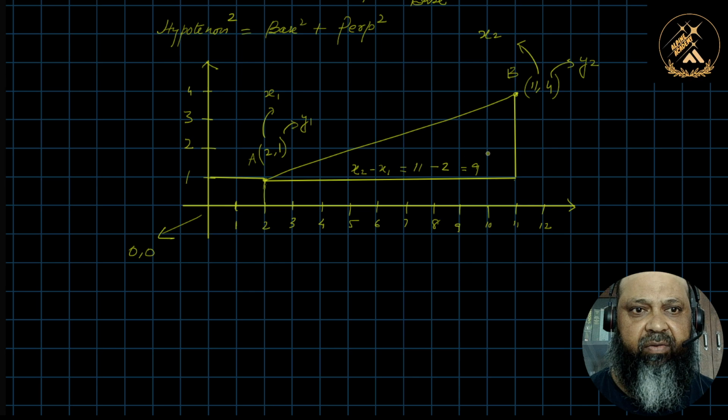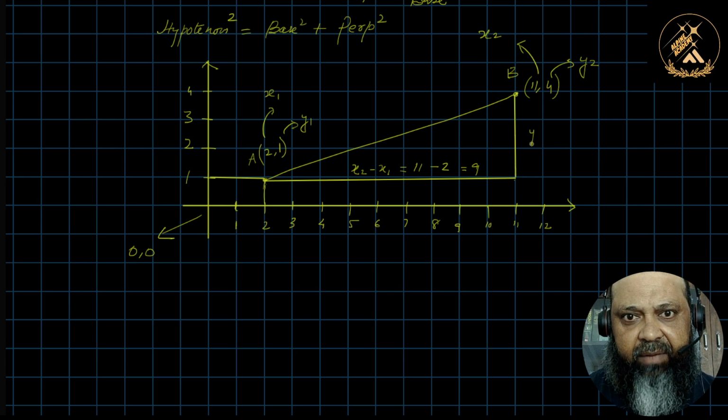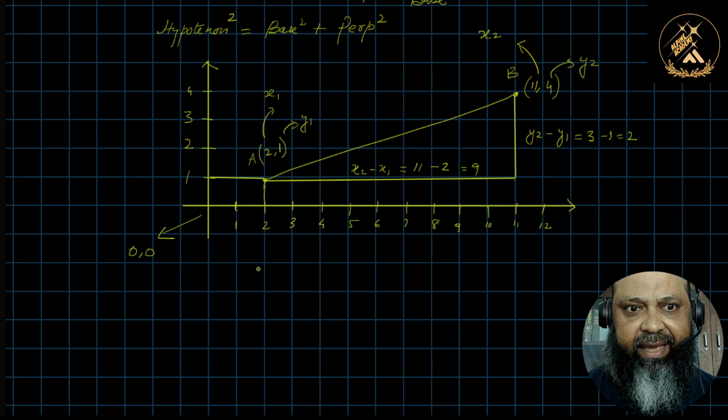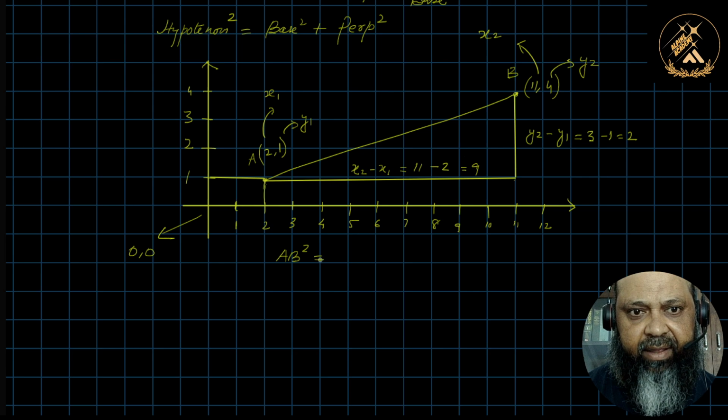Same thing we can apply over here. This is from 3 to 1. Can you see that? This is 3 to 1, right? So I can do that by taking the difference of y2 and y1. It will be 3 minus 1 and it is 2. Now we can apply over here. As we can see here, AB is the distance. So according to the Pythagoras theorem, AB square is equal to AC square plus BC square. All right.